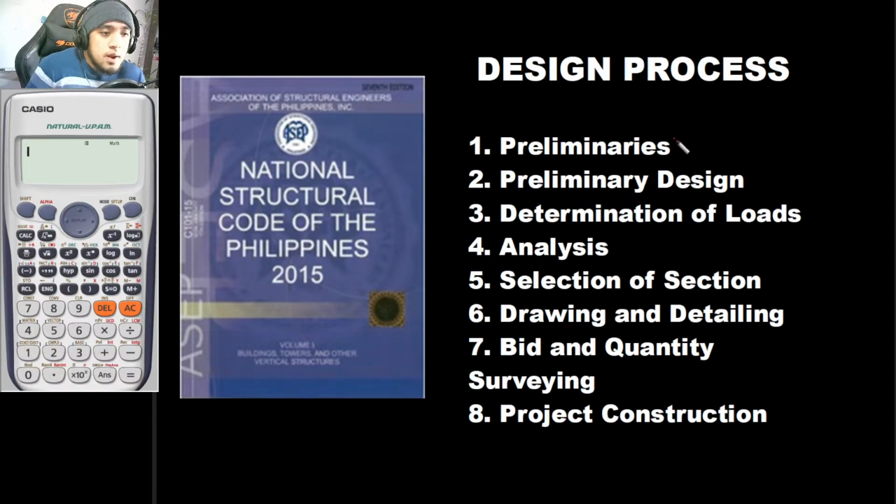And after your preliminaries, you will now go through the preliminary design. As the name itself says, it is the process where we choose an initial section property. It is the section that we will try. So gagawa tayo ng section dito na initial, then we check if it is already adequate or structurally economical. And if not, tsaka tayo kukuha ng bagong section.